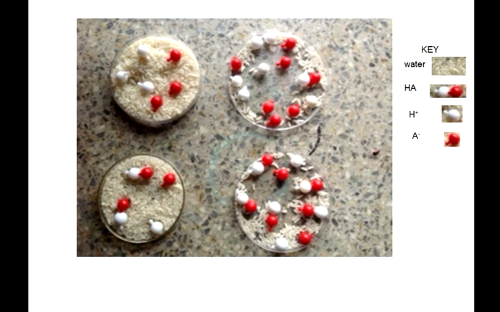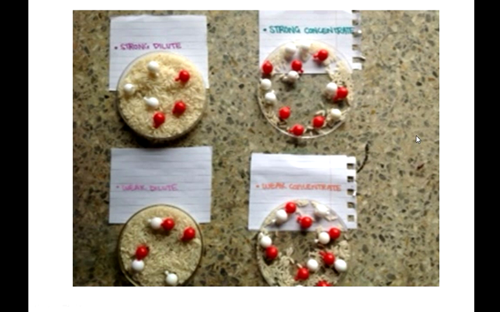Referring to our petri dishes, the rice is representing the water. When we have a white and a red bead together, we're representing a molecule of an acid, and we're breaking them up. The white one's representing the hydrogen ion. The red one is representing the anion part of the acid. For example, for hydrochloric acid, that A- would be the chloride ion.